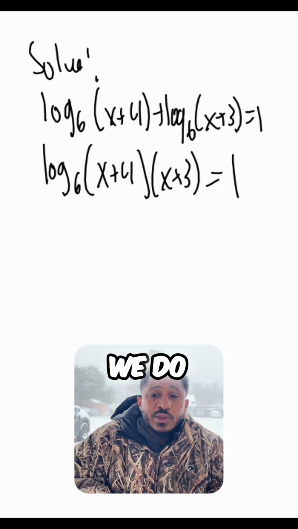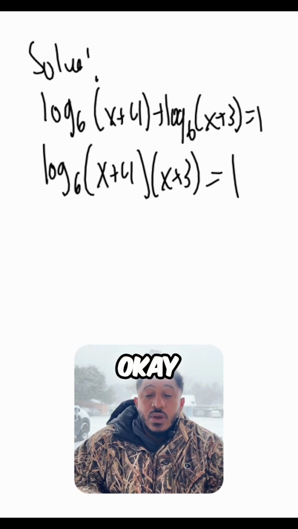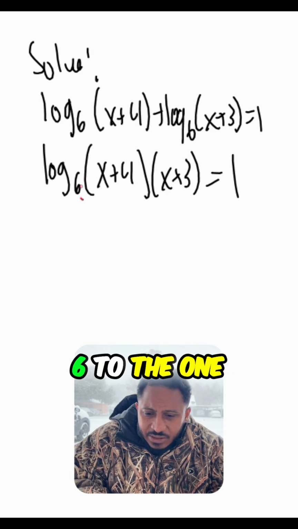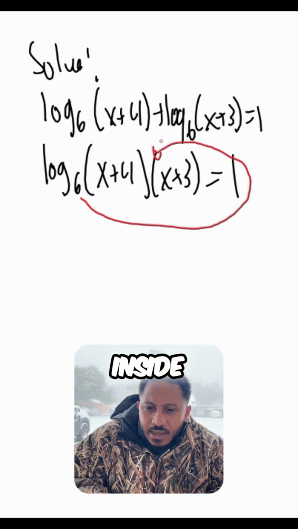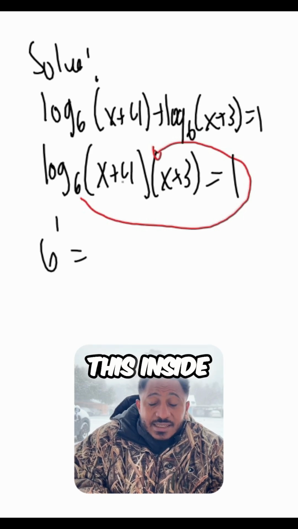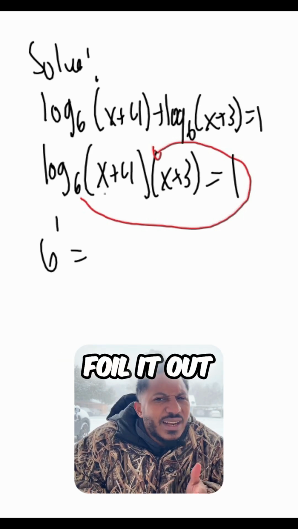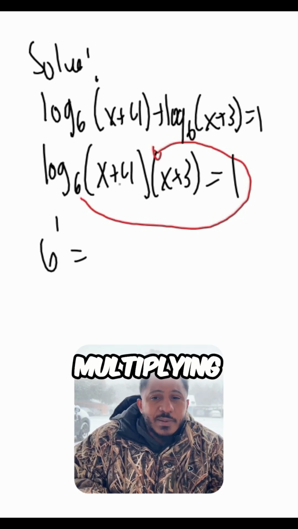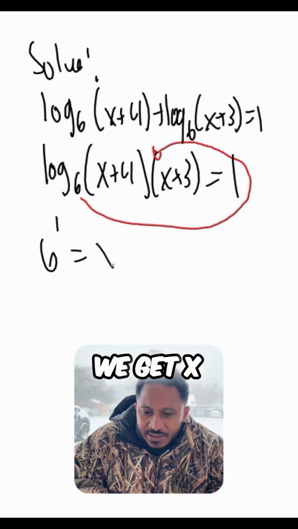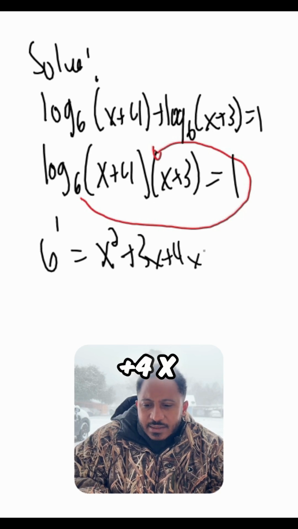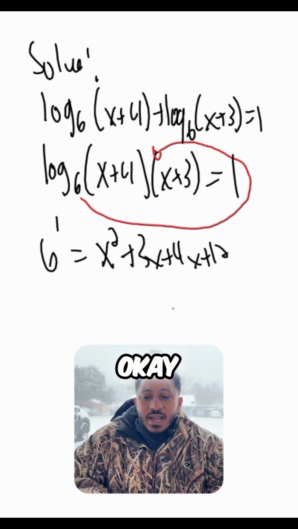To change to exponential, we do what's called the circular motion. So start from the base and then make the circular motion. We start from 6 to the 1 equals this inside, meaning 6 to the 1 equals, and if I multiply this inside, we just foil it out. What you put on your baked potato, right? Foil, okay. Multiplying that out, we get x times x, x squared plus 3x plus 4x plus 12. Okay. And now it's a quadratic equation.